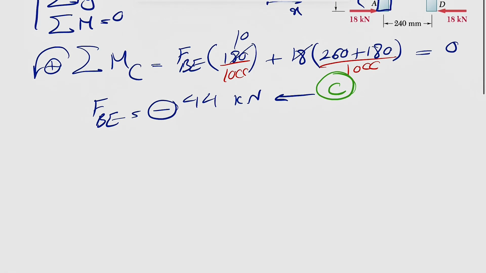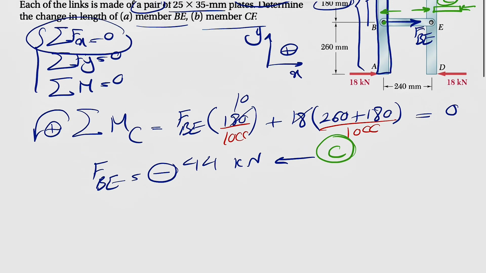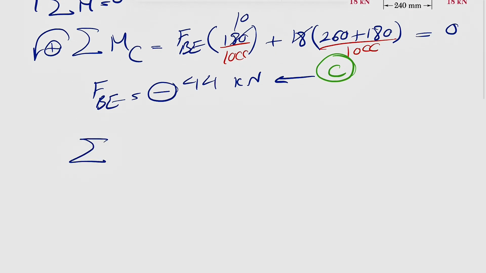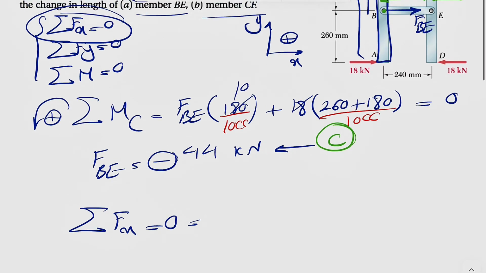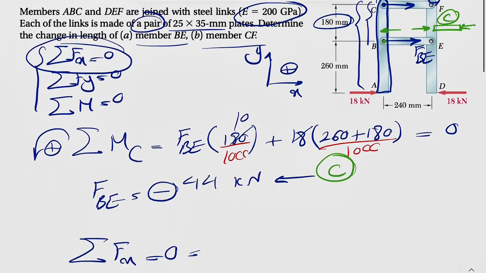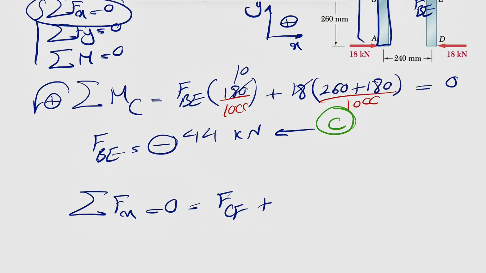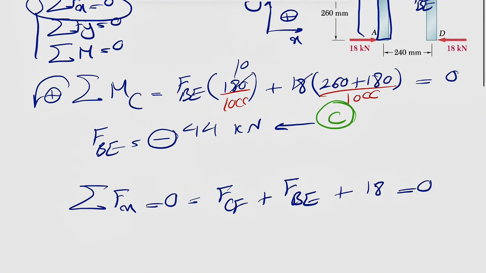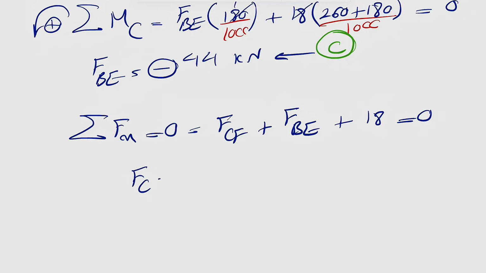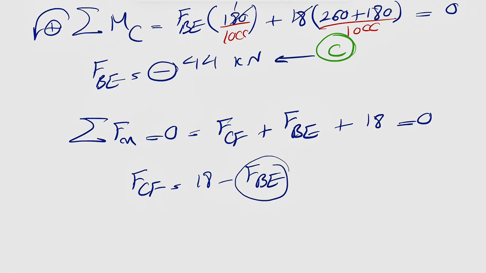All right, now that we have this, we can just use our first equation, sum of all forces in x equals 0, and that way we should be able to find the FCF. So we're going to have FCF plus FBE plus 18 equals 0. FCF would be 18 minus FBE, and we found FBE minus 44.